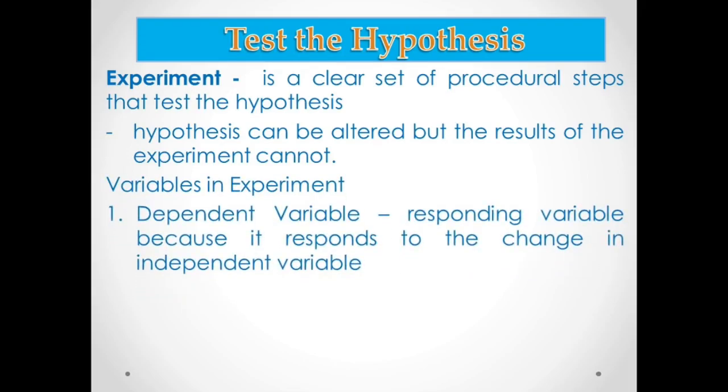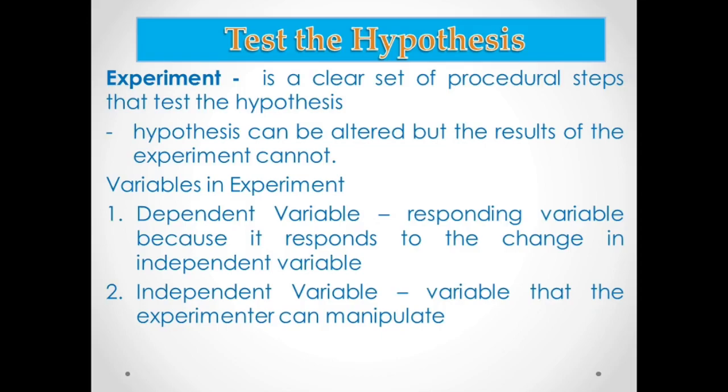Number one is the dependent variable. The dependent variable is the responding variable because it responds to the change in the independent variable. And number two is the independent variable, the variable that the experimenter can manipulate. For example, the dependent variable would be the amount of water retained on that area.